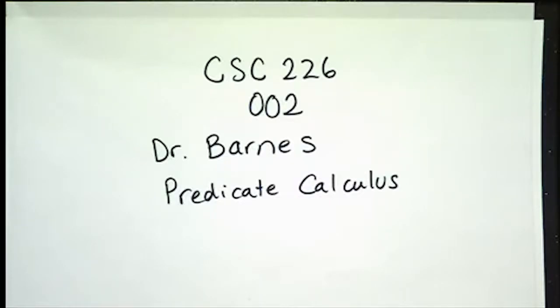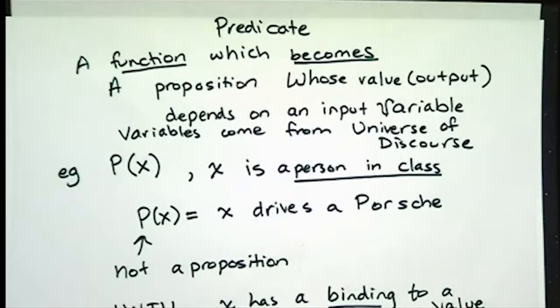Today we're going to talk about predicate calculus. We mentioned before that a statement that depends on some other values can't be a proposition. We can turn it into a proposition if we notate it like a predicate and give a value to an input variable. So a predicate is a function that becomes a proposition, whose output depends on an input variable.